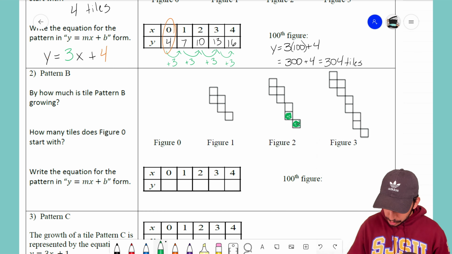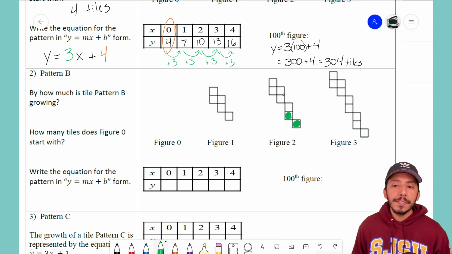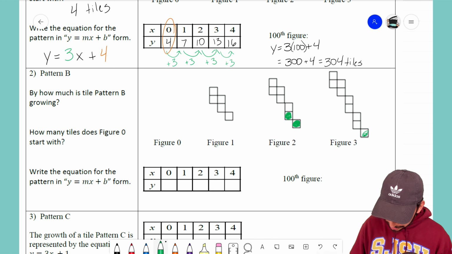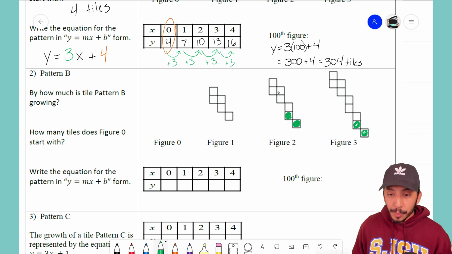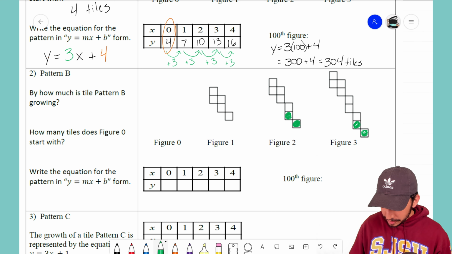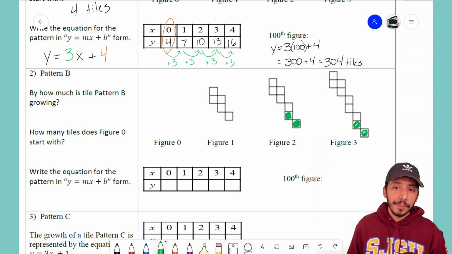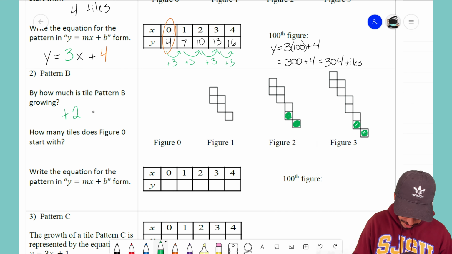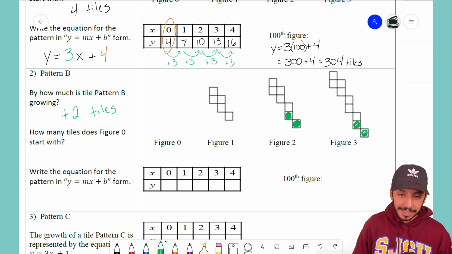It looks like they actually added 2 tiles there to the bottom. And what's nice is once you shade in the tiles that were added, you're always left with the figure from the one before. So I see that they added 2 tiles there, and I think that pattern is going to hold up when we go to figure 3. We see that we are left with what figure 2 looked like, and they just added 2 additional tiles to the bottom. So how much is tile pattern B growing by? It's growing by plus 2 tiles.